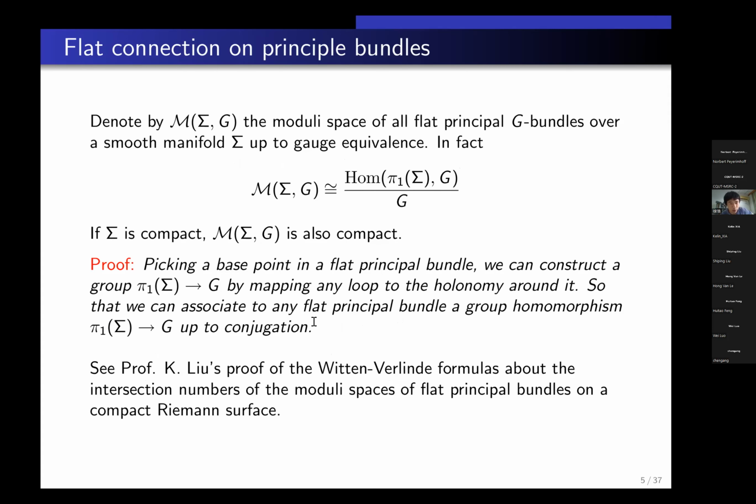So flat connection is a very important concept in many subjects of geometry and also in physics. So we have this moduli space of all the flat principal G bundles over a smooth manifold. Actually you can find that these flat connections on this G bundle are in one-to-one correspondence with the homomorphisms of the fundamental group to the group G, up to the quotient of G. And so we see that the moduli space actually is also compact when the surface is also compact.